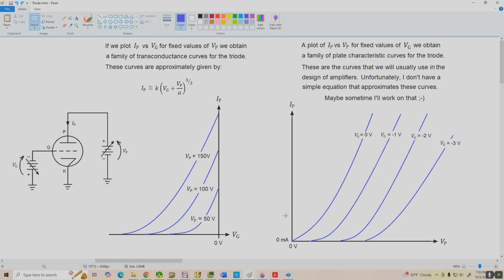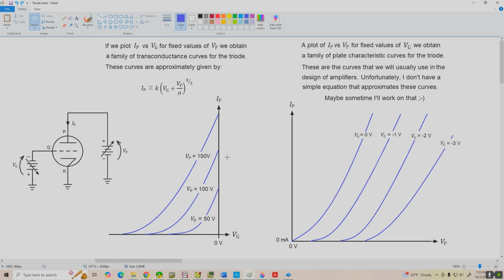Now, the second set of curves we see is what's called the plate characteristic curves for the triode. This is a graph of plate current versus plate voltage, and again, I'd prefer to use V sub PK, the plate to cathode voltage, but the data sheets use V_P, so that's what I'm going to stick with here as well.